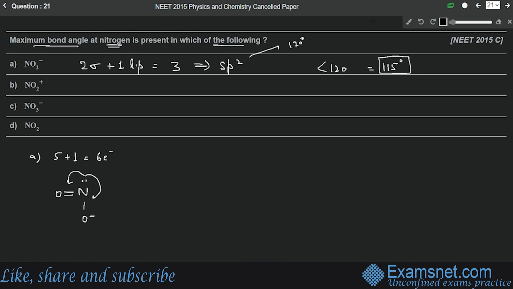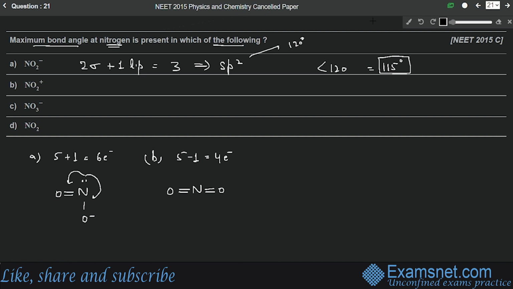Here we have NO2 plus. So number of valence electrons on nitrogen 5, and 1 plus charge means 1 electron has been removed. So the number of electrons will be 5 minus 1, that is 4 electrons. Now let's see how these 4 electrons will be involved. This is nitrogen. We have 2 oxygens and no oxygen has negative charge, right? So double bond oxygen, double bond oxygen. 4 electrons involved here. All the 4 electrons are involved. No electron is left, so no lone pair is there.